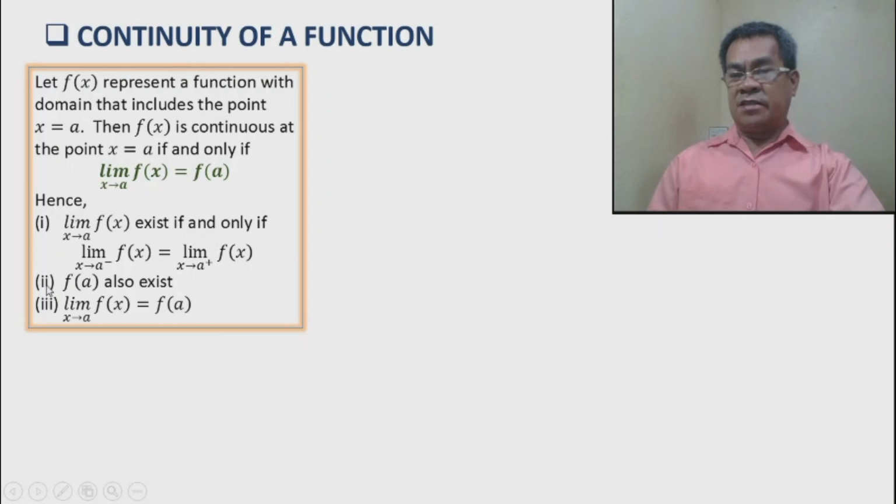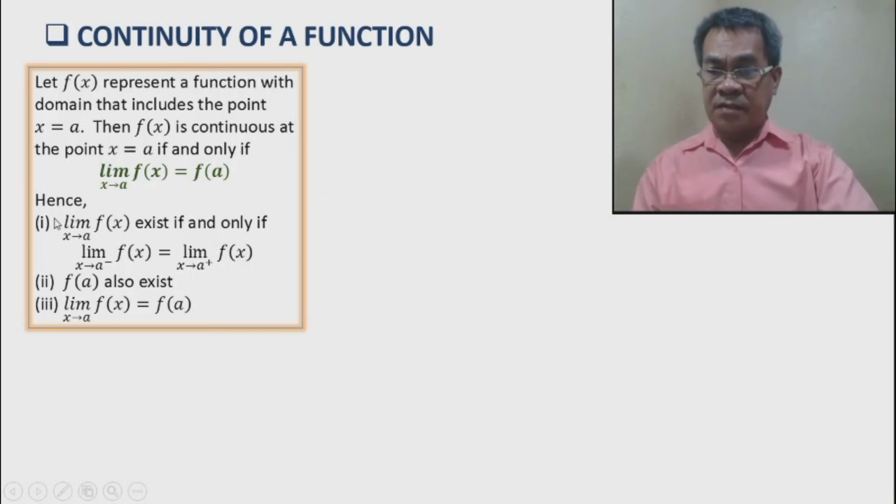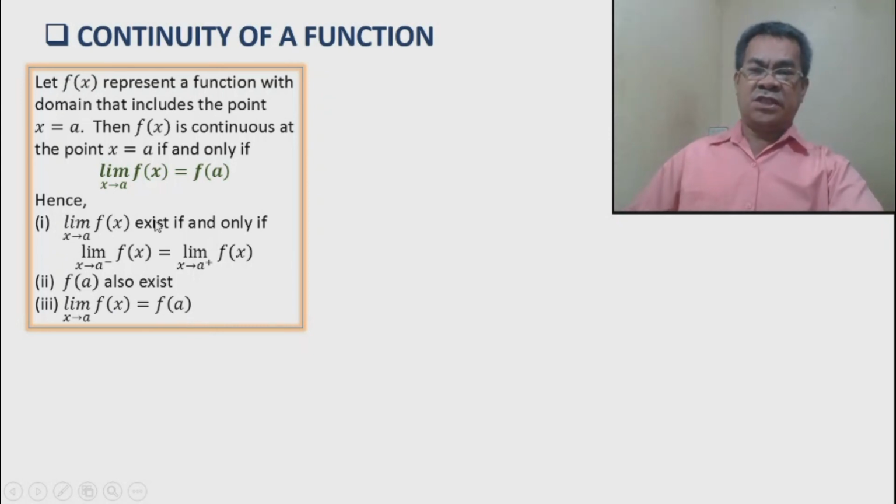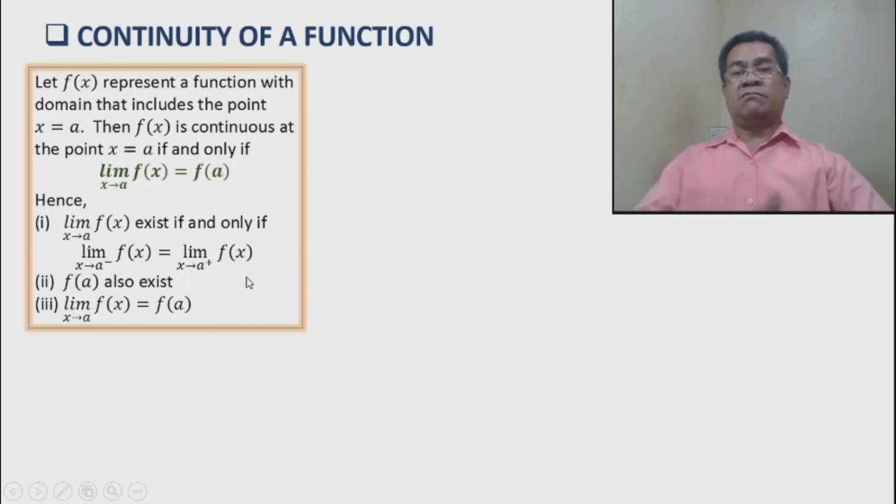That is the first condition. The second condition is that the function at A also exists. Okay? So if they exist, then condition 3 is that the limit of the function should be equal to the function of A. These are the investigations in order to say that it is continuous or discontinuous.